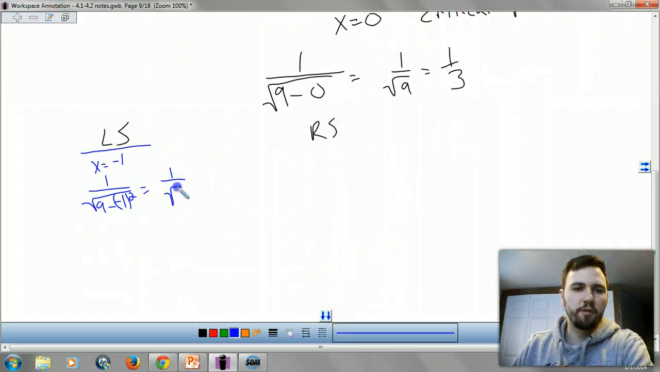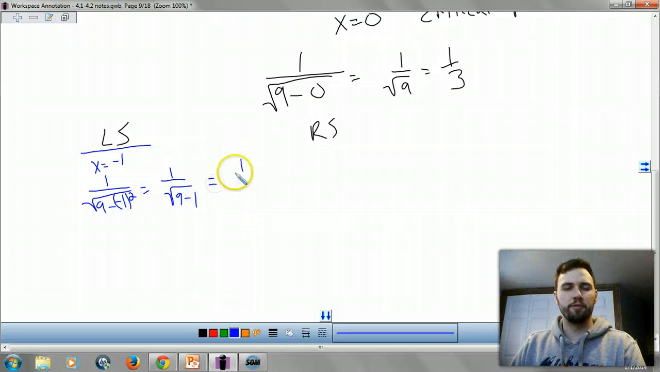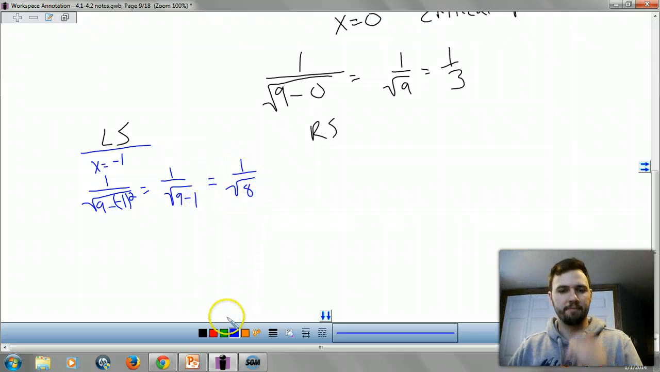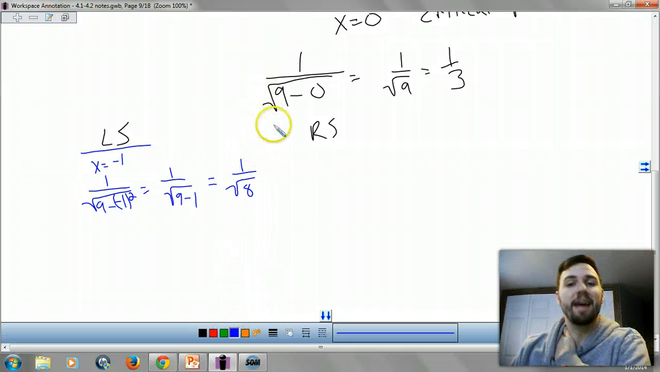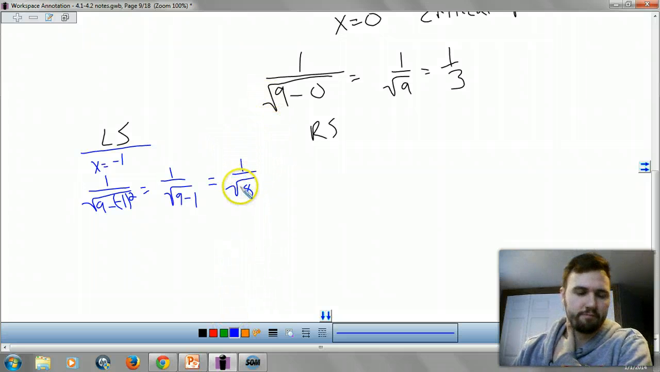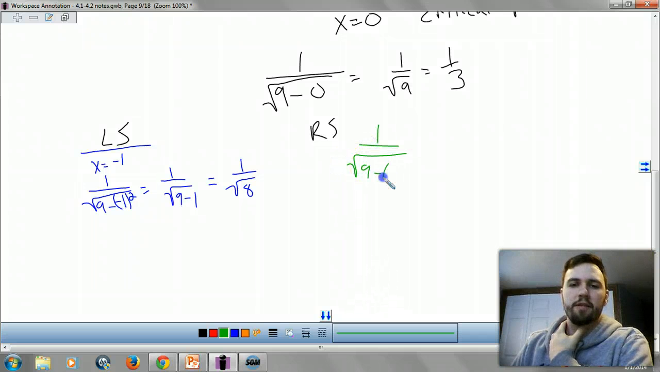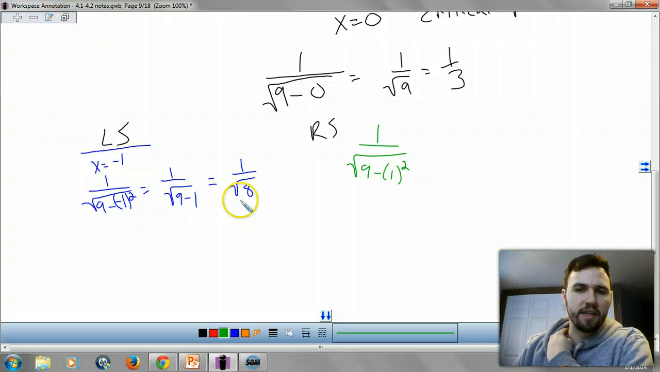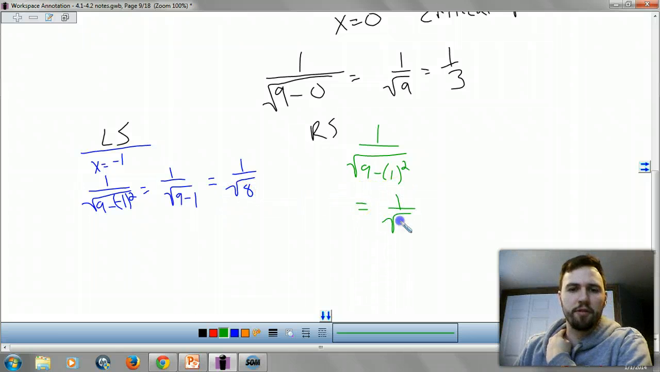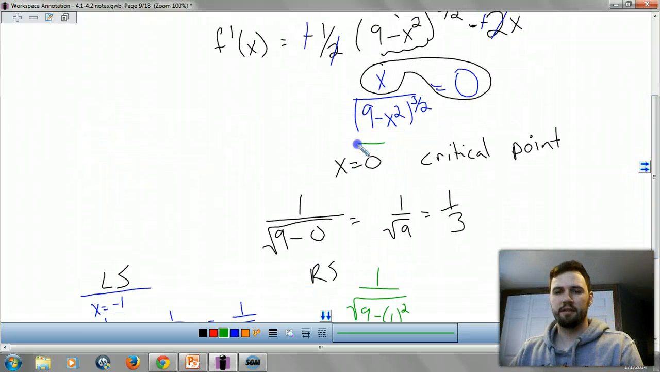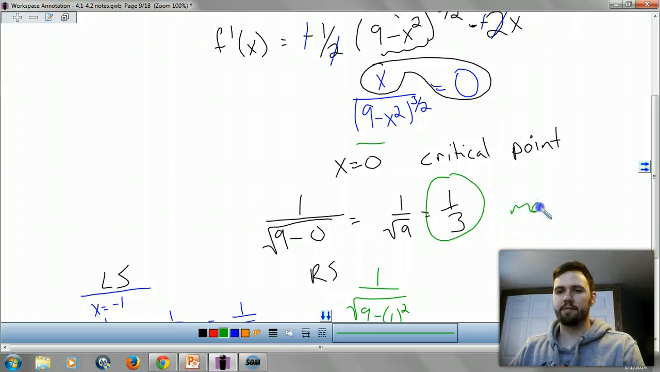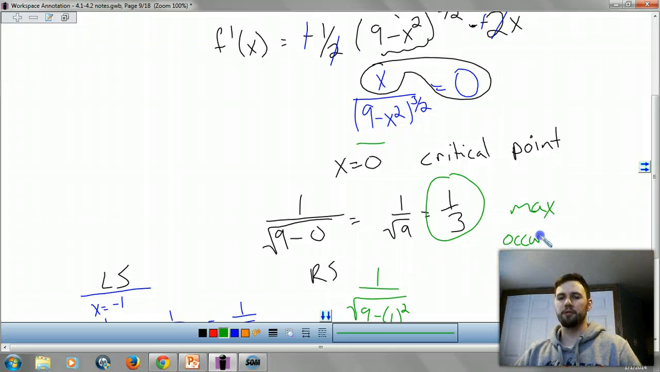We get 1 over square root of 9 minus 1, which is 1 over square root of 8. Okay. Which is less than 1/3. For the right side, we do 1 over square root of 9 minus 1 squared, which you see it's the same problem, and we end up with 1 over square root of 8, which is less than 1/3. So 1/3 is our max, and it occurs at x equals 1. I'm sorry, 0.